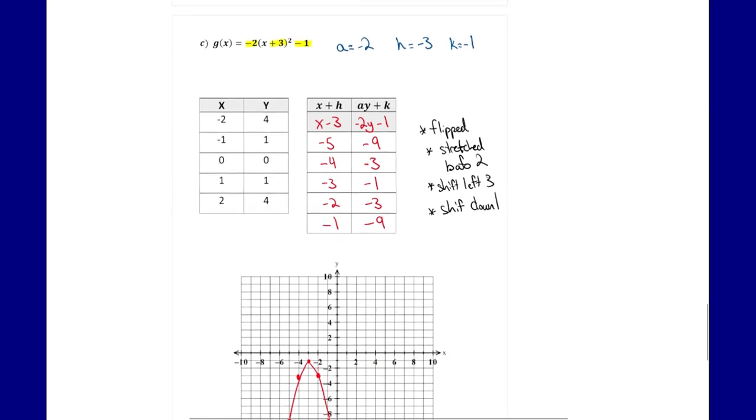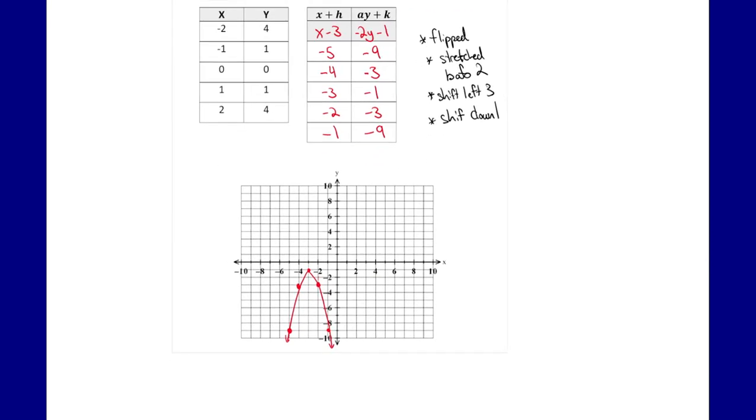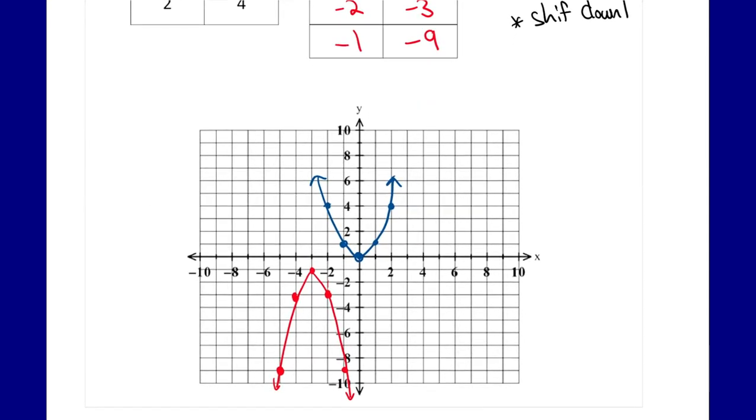And again, we're just getting that from the A, the H, and the K. We can see that visually as well, especially the shifting left and the shifting down. The stretch might not be as easy to see, but if we were to graph the parent function, just for sake of argument, we can see that the one in red does look a little bit skinnier, and we can also clearly see the flip as well.